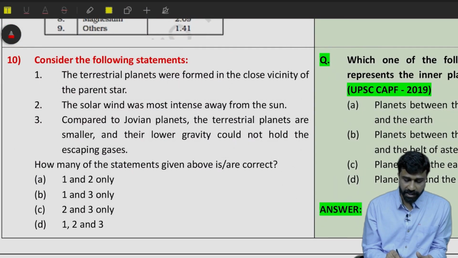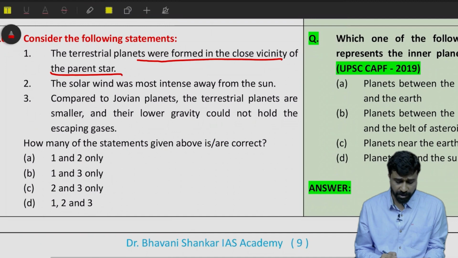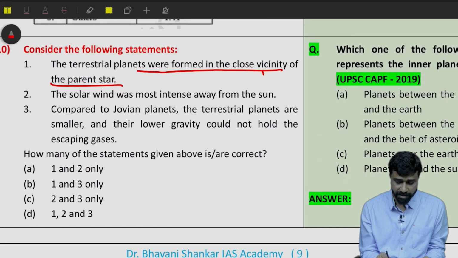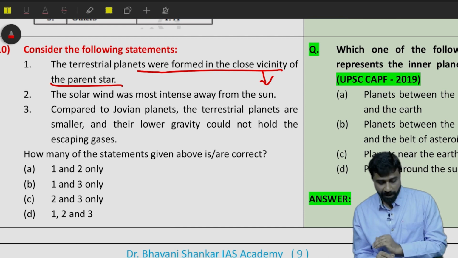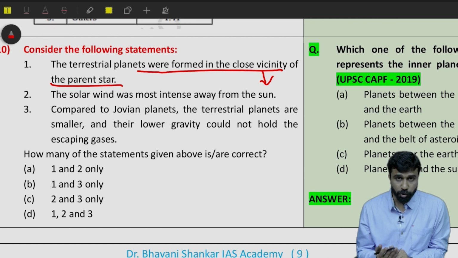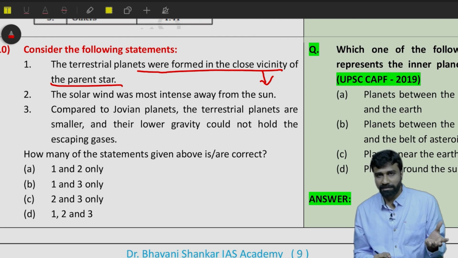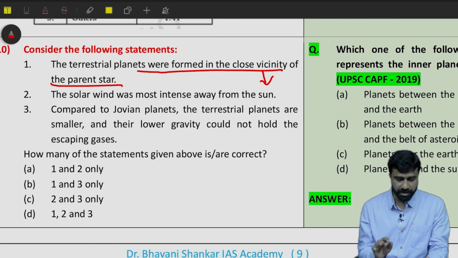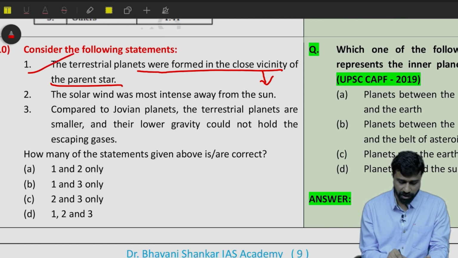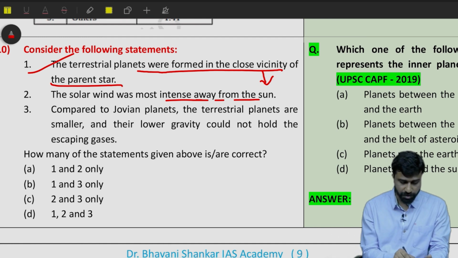Next thing, consider for instance, terrestrial planets were formed in the close vicinity of the parent star. Yes, terrestrial planets were definitely very close to the parent stars, and they became very terrestrial because of their close vicinity to this parent star, and they are unable to hold the gaseous material due to the intense solar heat waves, which are solar flares emerged out of this sun's outer atmosphere. So the terrestrial planets were formed in the closer vicinity only, in the parent star. The first statement is correct. And solar wind was most intense away from the sun. No, it is very intense near to the sun, not away from the sun.